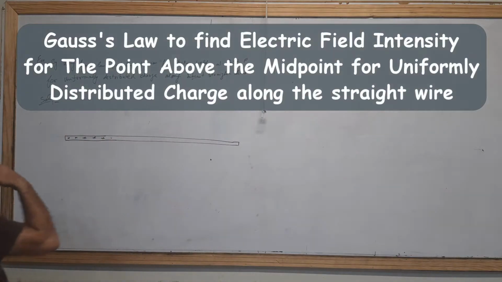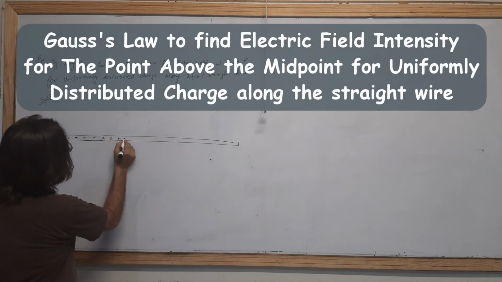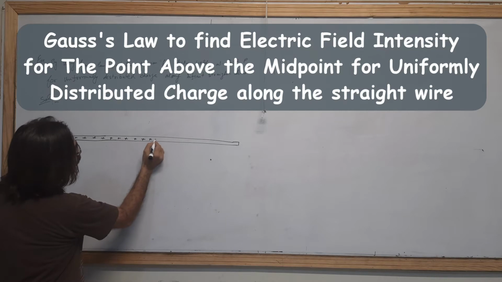By using Gauss's law, find the expression for the electric field at point P for a uniformly distributed charge along an infinite straight line. That is the same exercise we have done using the electric field intensity. But now we will solve it using Gauss's law, and you will observe that it is very simple compared to using the definition of electric field intensity. So how will we solve it? This is a uniformly distributed charge.